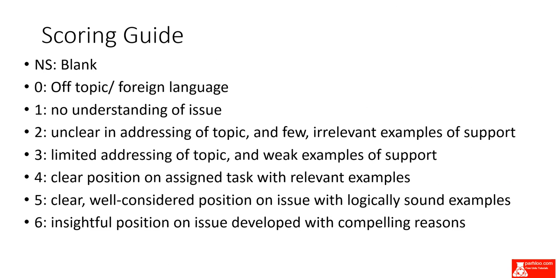So say you've written your essay. How is it going to get scored? Well, you know it's going to be scored between 0 and 6, potentially between 0.5 and 5.5. What does it mean though? A score of 4 is very average. And what does that mean?